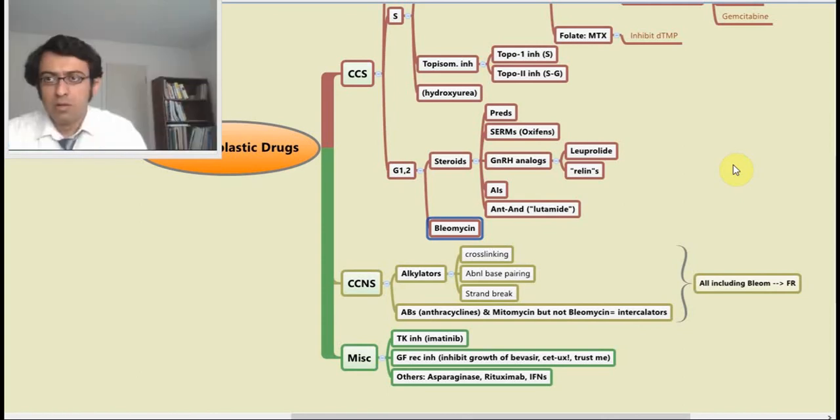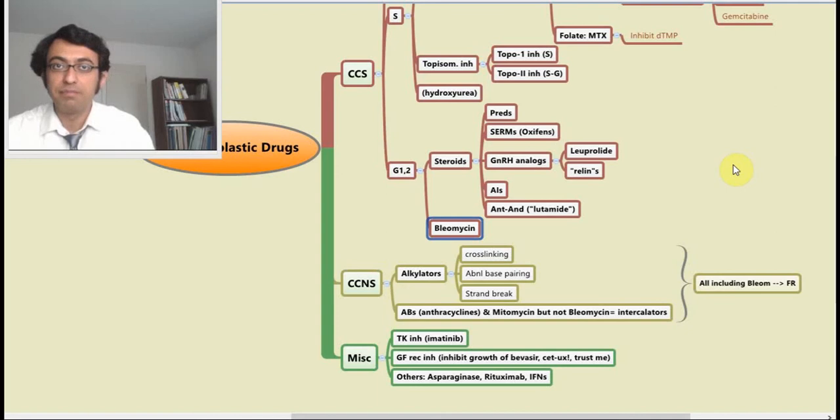One little question before we proceed with cell cycle non-specific drugs: what type of cancers are usually treated with steroids, and what are the most common steroids used as anti-neoplastic? The most common ones are prednisone and prednisolone, and the cancers are usually lymphomas and leukemias.